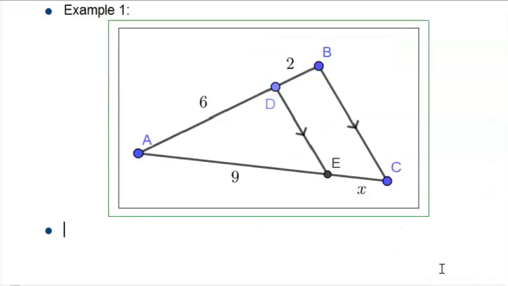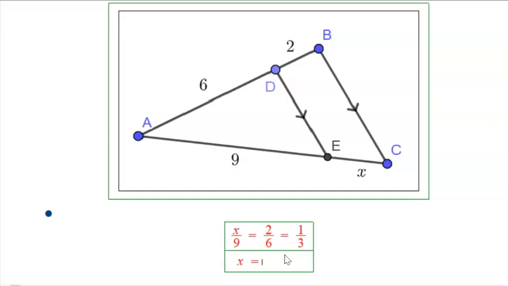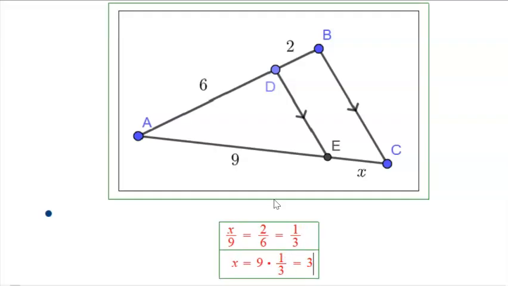Okay, so we're just going to get x over 9. That's the appropriate ratio of part to part in one side, and that's going to equal 2 over 6. Hey, that's 1/3. X equals 9 times 1/3 equals 3. Yay! So 6 is to 2 as 9 is to 3. That is our proportion. So that would be the simplest example.